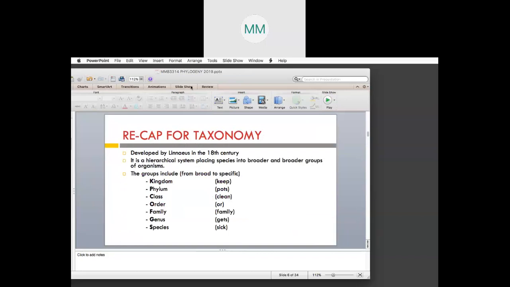Okay. So now to recap taxonomy, yeah. So again, it was developed by Linnaeus in 18th century. That means in 1775, I believe. It is a hierarchical system, placing species into broader groups of organisms. So kingdom is the most broad, followed by phylum, and species is the most specific. Yang key pot screen ceremony is just cara kita nak hafal kingdom, phylum, class, order, okay? You don't have to hafal this if you already know what is the hierarchy for this.